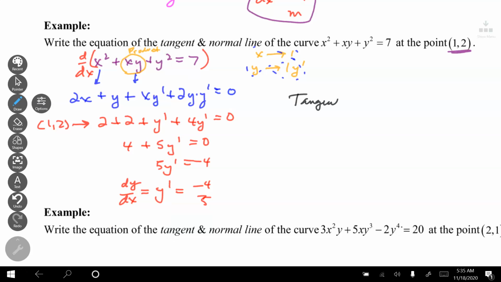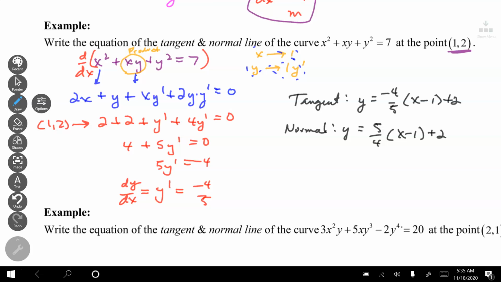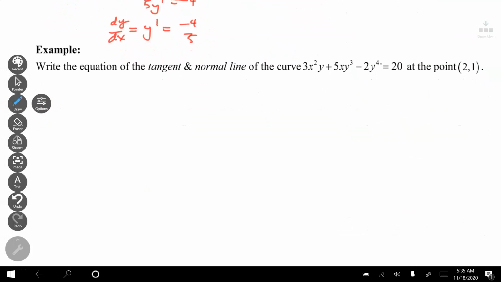I have a tangent line, y equals negative 4 over 5, x minus 1, plus 2, and I have a normal line, y equals 5 over 4, x minus 1, plus 2. So you notice how when I plug these numbers in, I get this equation here, and I don't have a lot of variables left. I only have y primes left. I think it makes life a little bit easier than rearranging like we did yesterday. That took some work.